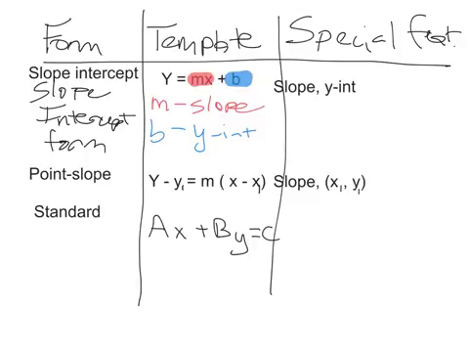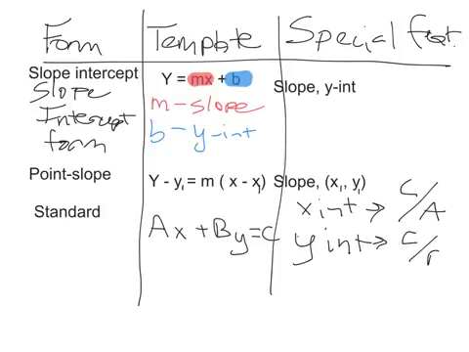For example, in standard form, I can get my x-intercept by just dividing C divided by A. And I would get my y-intercept, and that is actually C divided by B. And you can still get your slope, but this one's kind of weird. Slope is negative A over B. So you can get information from standard form. It's just you're going to have to do some math with it.